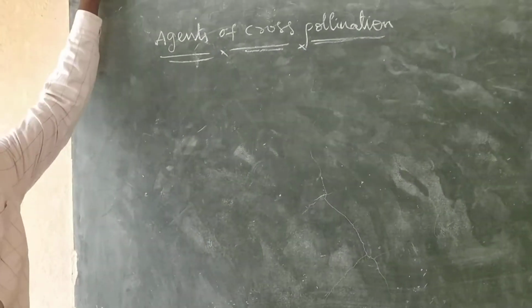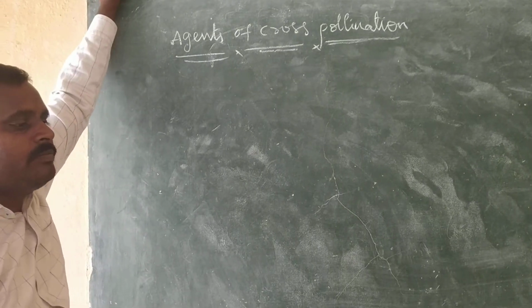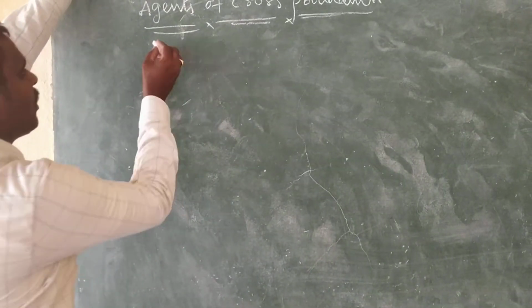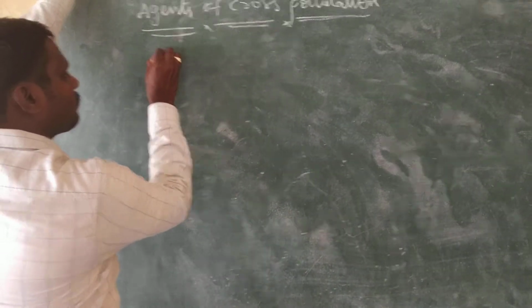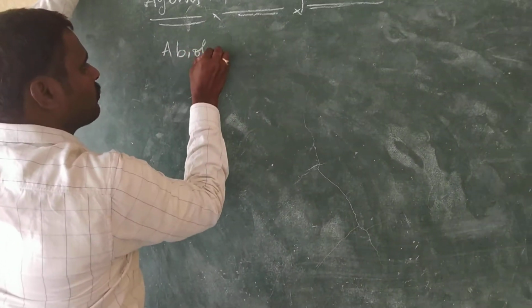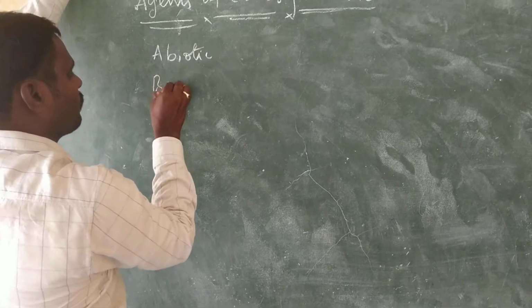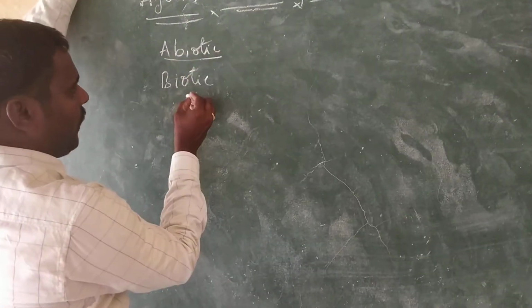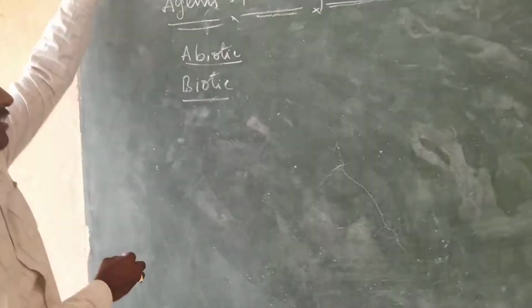The next topic is agents of cross-pollination. Generally, plants use two types of agents. One is abiotic agents and another one is biotic agents. But here my question is, what are abiotic and what are biotic agents?